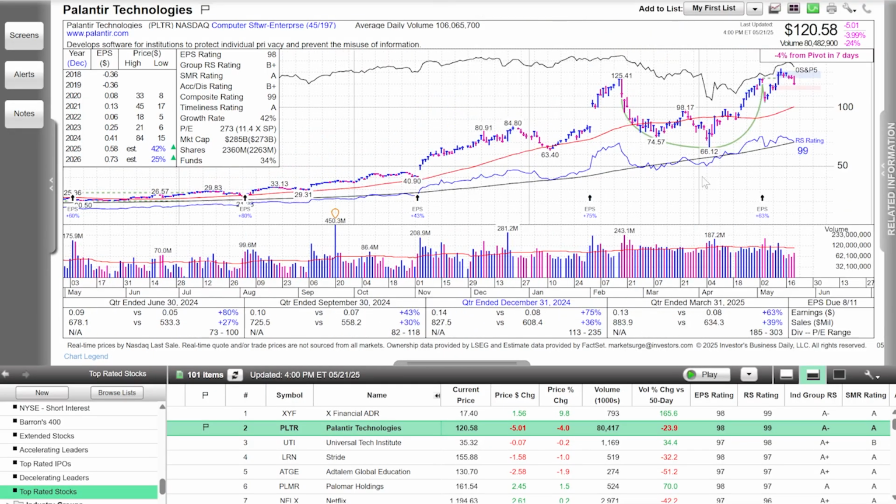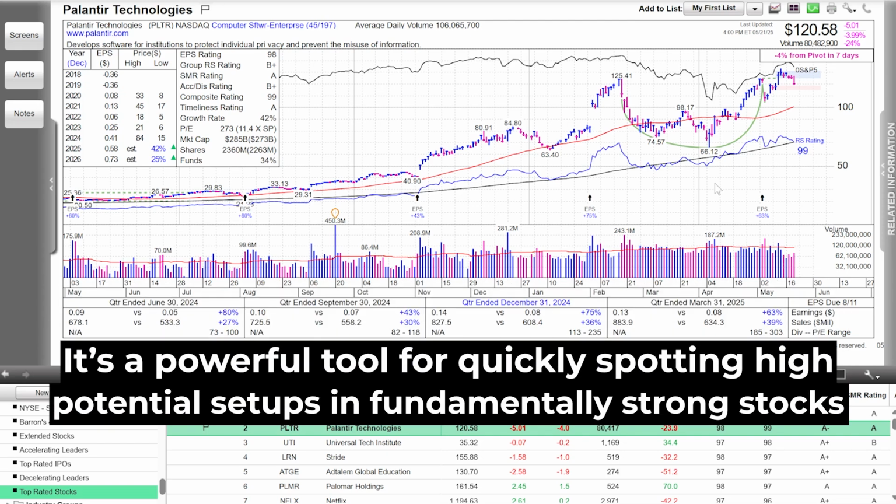So the key point to all of this, it's a lot to take in, but once you get used to MarketSurge's system, you have a ton of information, both technical and fundamental, all in one view. That can be really powerful when you're looking to generate stock ideas and you want to quickly run through stocks to find setups that have high potential for stocks that have really strong fundamentals.